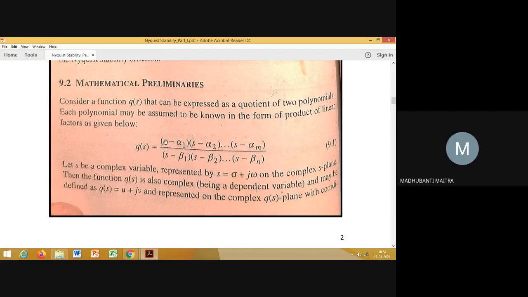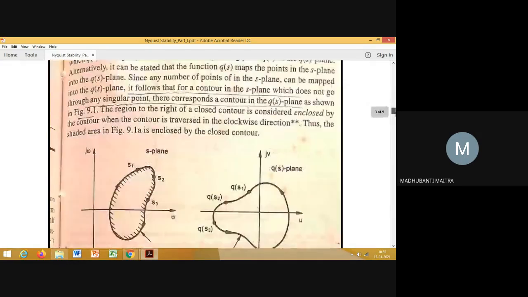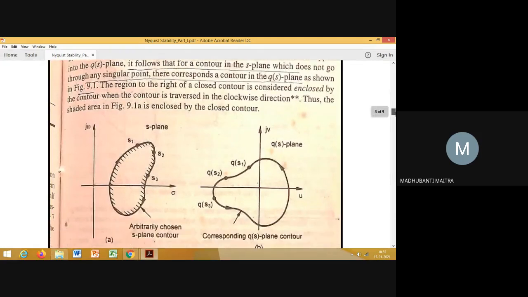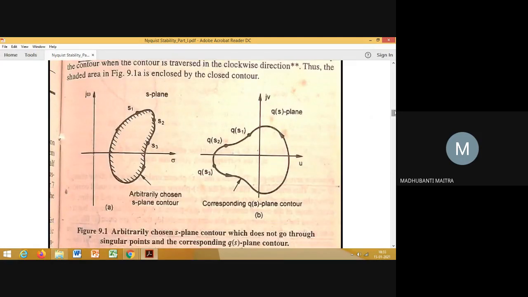So unless Q(s) is analytic at s = s0, we won't be able to compute Q(s) for that particular value, and hence we won't be able to map that particular point onto the Q(s) plane. But at each and every point on the s plane where Q(s) is analytic, we'll get a corresponding point which can be mapped onto the Q(s) plane. So far, is this clear?